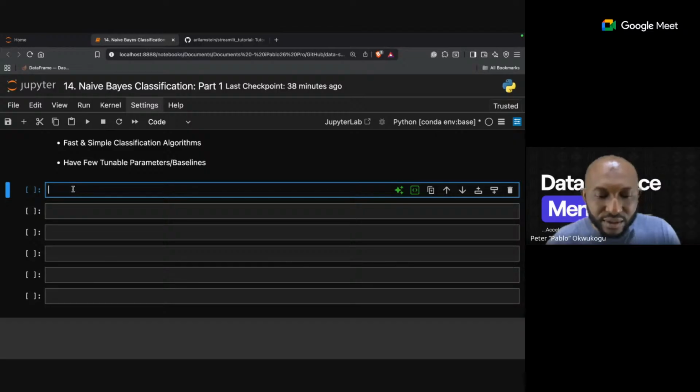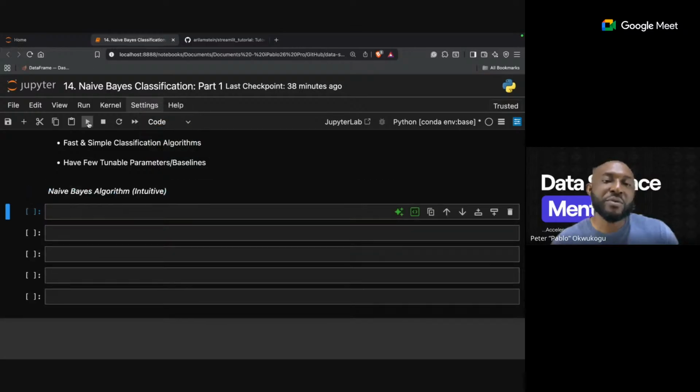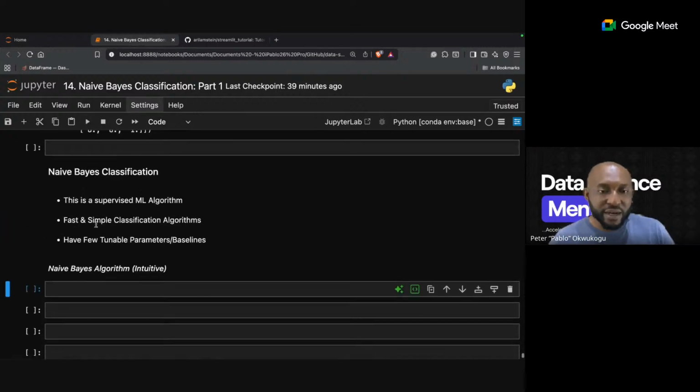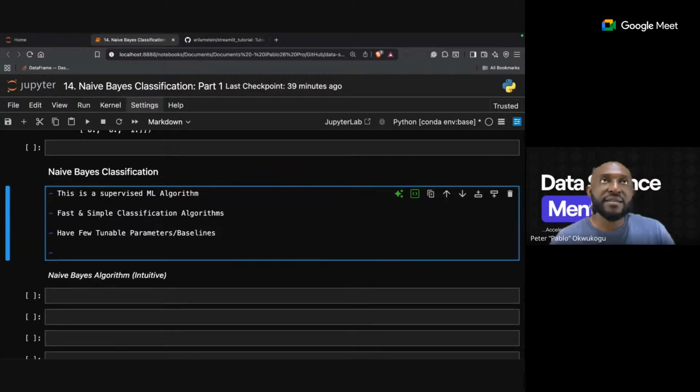So here I'm going to call this the naive Bayes algorithm, and in brackets I'm going to write intuitive. I'll talk about it, but I won't be talking about things like tunable parameters. Before I come here, let me come over here and say this.